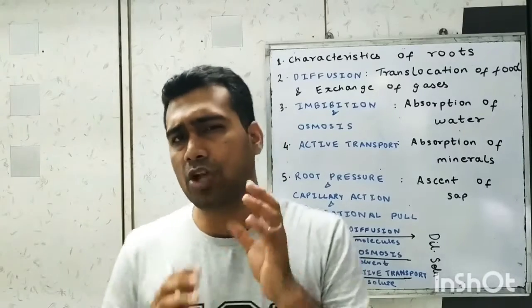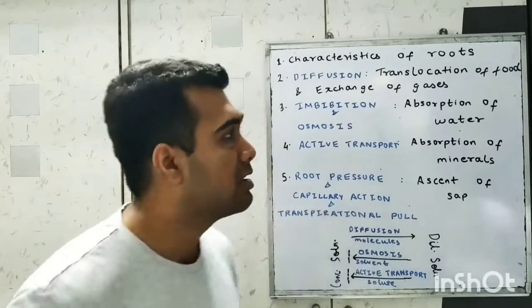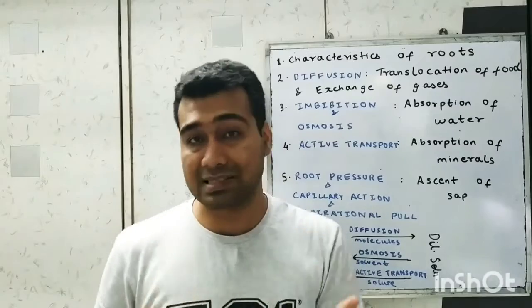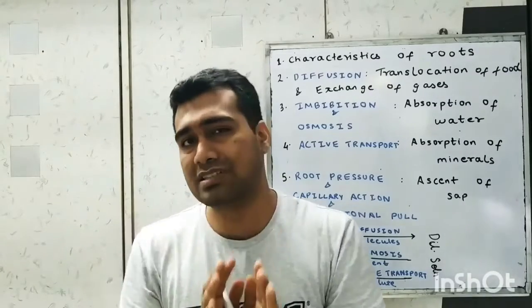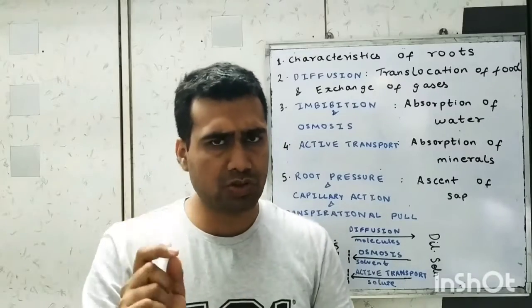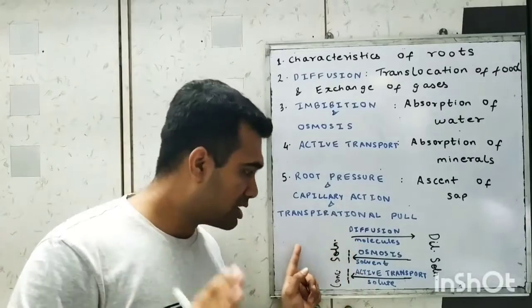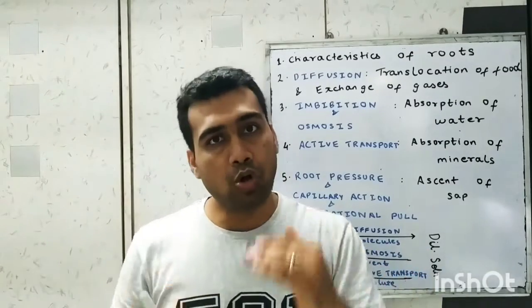Now let's study some phenomena which take place in plants for their daily activities. First of all, diffusion, which is useful in translocation of food and exchange of gases, but it is not involved in absorption by roots, so we shall not study this in detail. We just need to know that diffusion is the movement of any molecules from the concentrated solution, that is high concentration, to a dilute solution, that is low concentration.